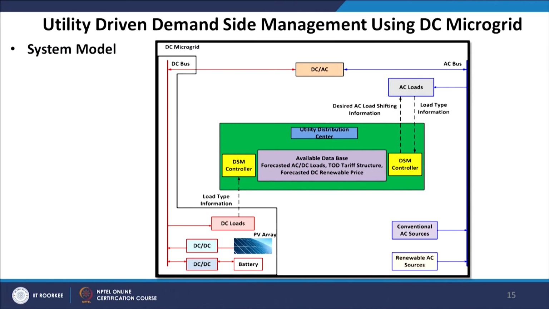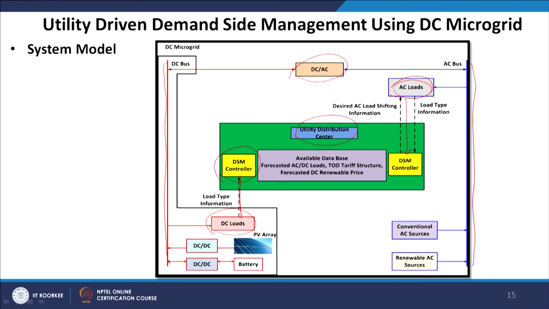Now, looking into the AC/DC microgrid architecture, this is my DC bus and this is my AC bus, and we do have a DC/AC converter. Now, the DSM controller, as we discussed earlier, can provide the information from the DC loads, and similarly the AC loads can be connected to my DSM controller. These two DSM controllers will take care of the behavior of the DC loads as well as AC loads, so that the utility distribution center can experience a peak demand reduction.